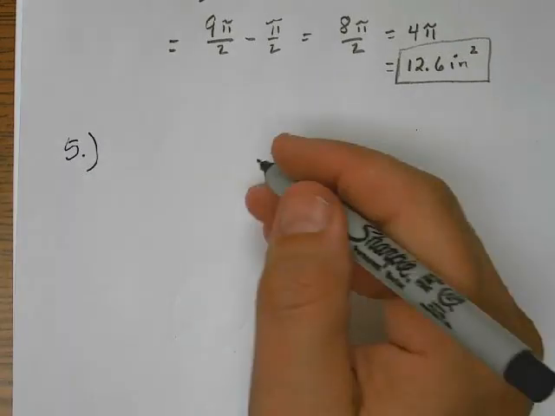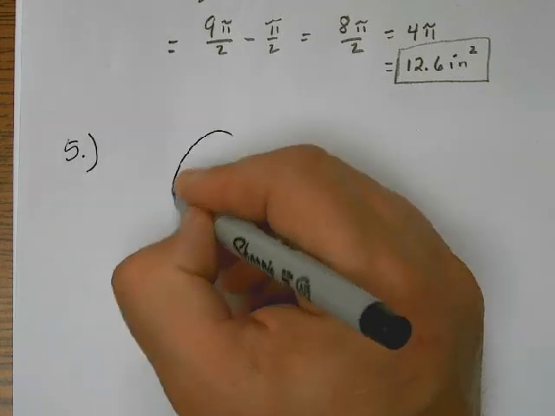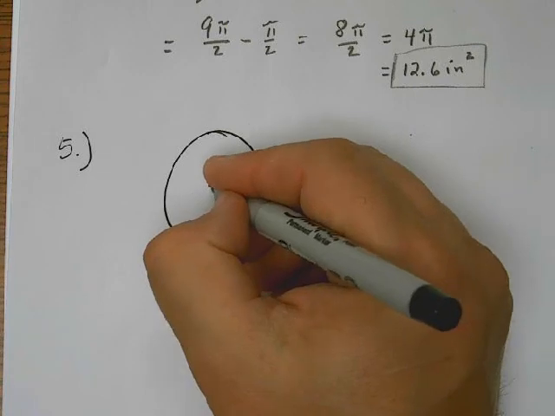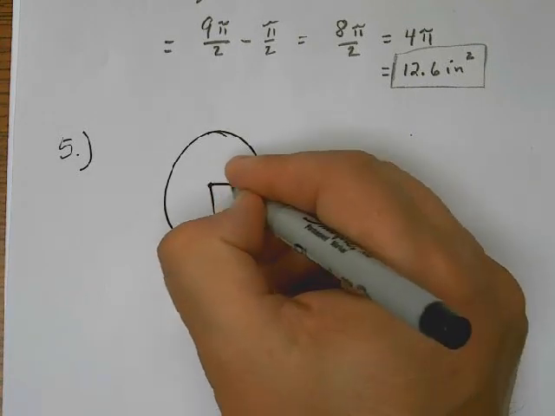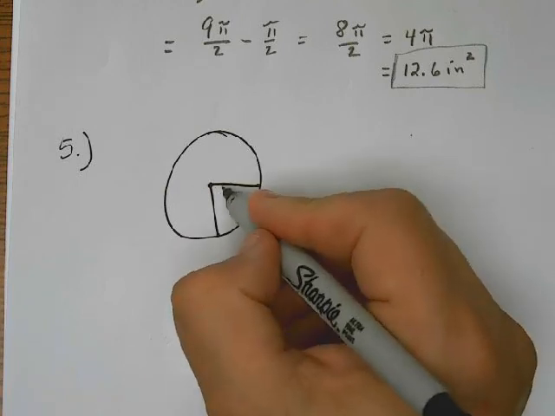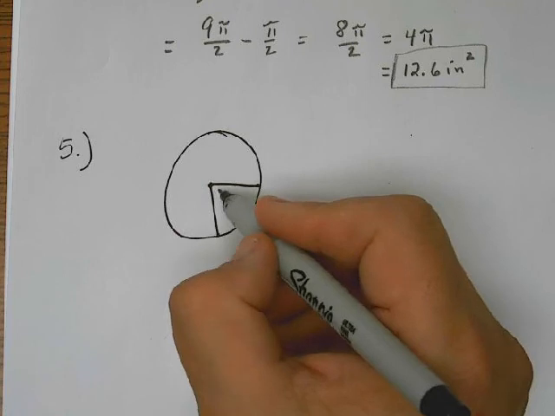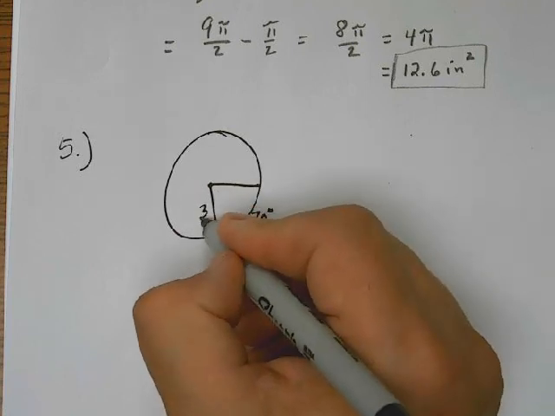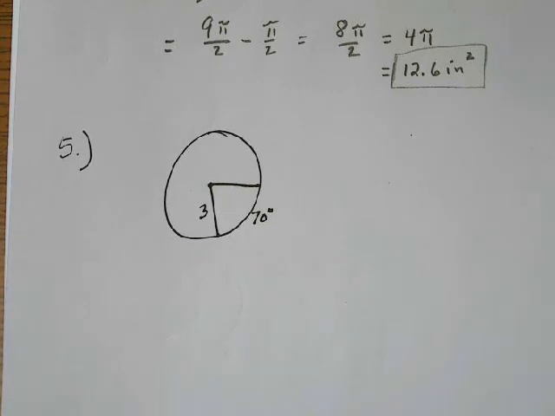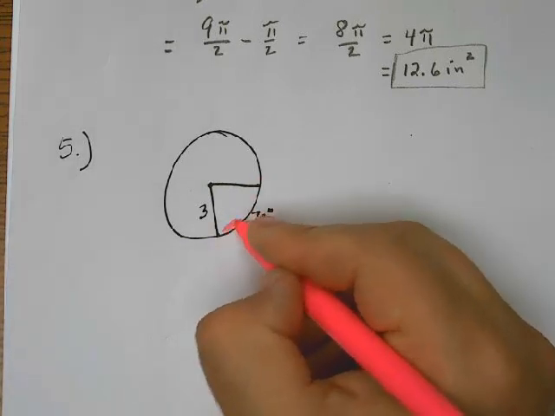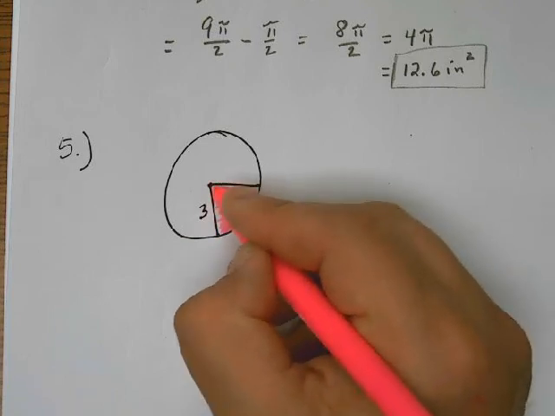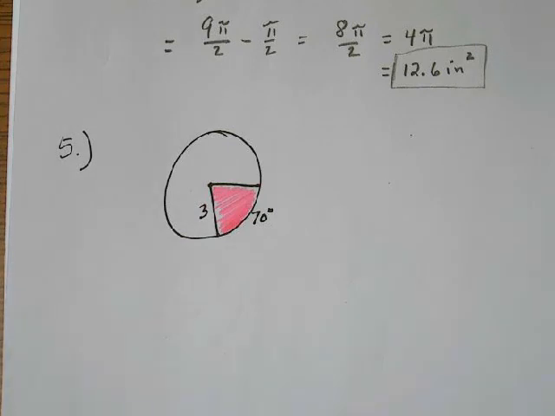All right, so I'm going to make this one up. All right, so let's say we have a circle with a sector of 70 degrees. The arc measure is 70 degrees. And it has a radius of 3. Find the area of the sector.